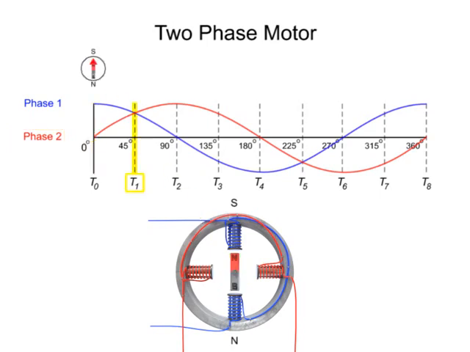At time 1, phase 1 and phase 2 have equal amounts of current flow, which creates a flux between the adjacent poles. This flux causes the rotor to turn 45 degrees to the left.